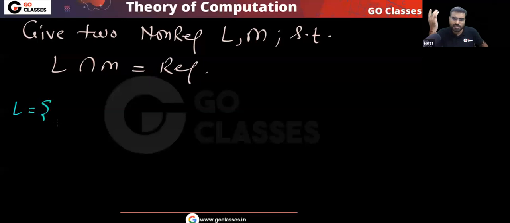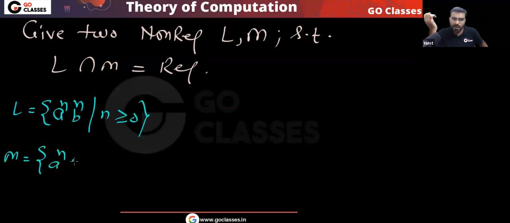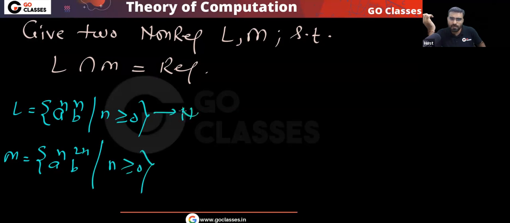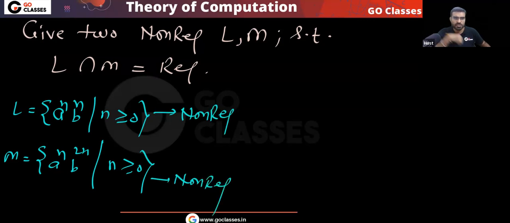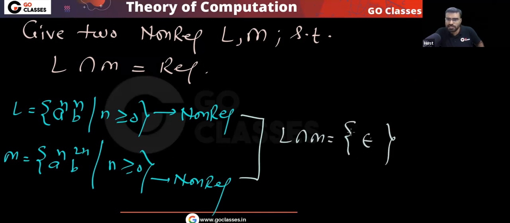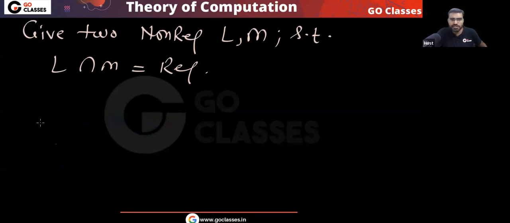Yes, very easy. Take a power n, b power n, where n is greater than or equal to 0, and take a power n, b power 2n, where n is greater than or equal to 0. This language is not regular, and this language is not regular. What is their intersection? Their intersection is the set containing only the empty string. This is regular, right? Yes or no? Is this clear? Or you can notice it with a simple example. Let me give you a simple example.